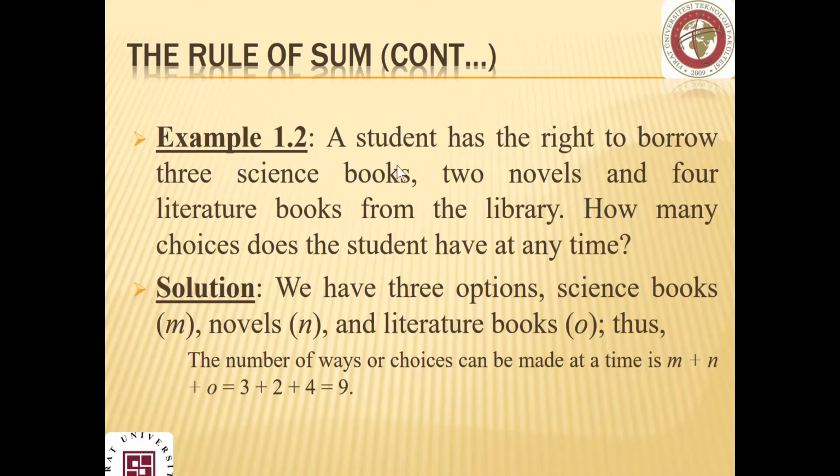So this one is separate, and this one is separate, and this one is separate. So they are all recognized by a certain characteristic. For that, how many choices does the student have at any time? So I have 3 for the science, 2 for the novels, and 4 for the literature. Just sum them up, and that's exactly the total. 3 plus 2 plus 4, that's 9 choices at any time.